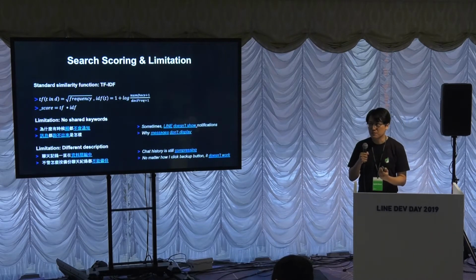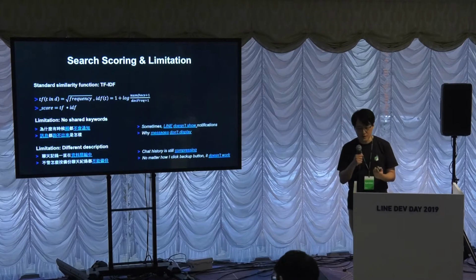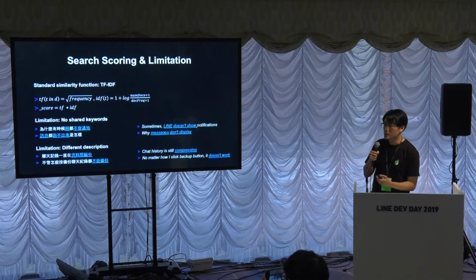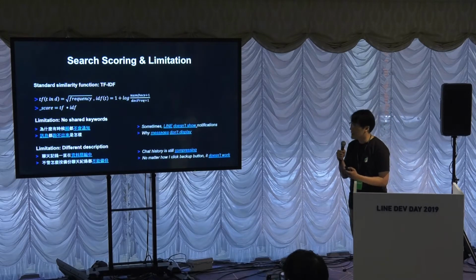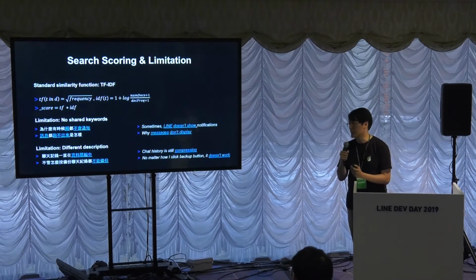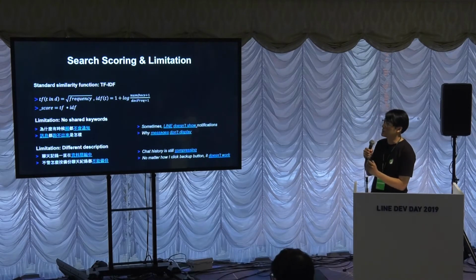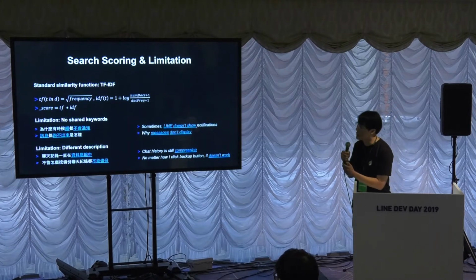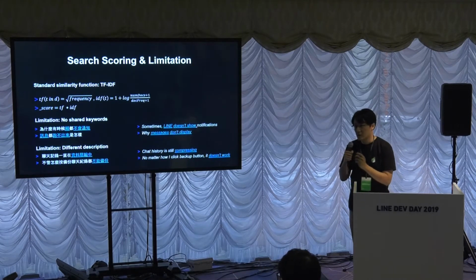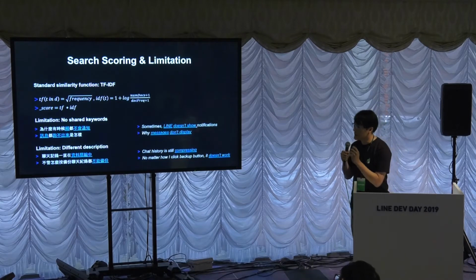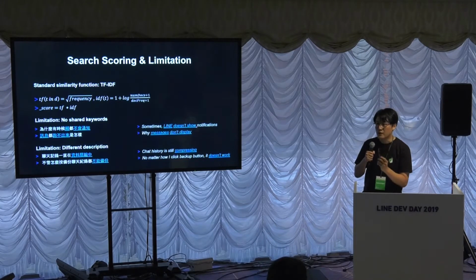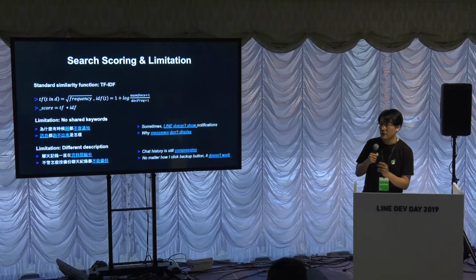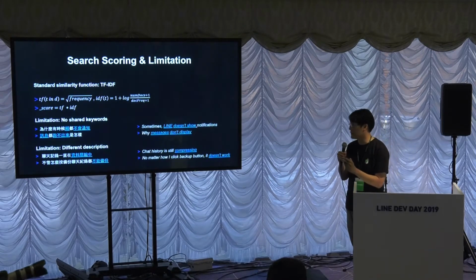In this work, I use Elasticsearch as a search backend, and by default, Elasticsearch uses TF-IDF base to calculate the scoring. But traditional TF-IDF is keyword based, so its limitation is like these two examples. First one, if there is no shared keywords, the document is not easy to be found. And the second one, even if there is shared keyword, what if you use different description words to describe the same thing? It's also difficult to find the result.